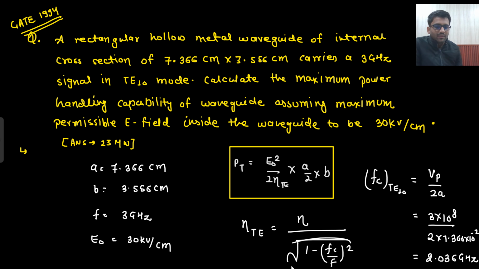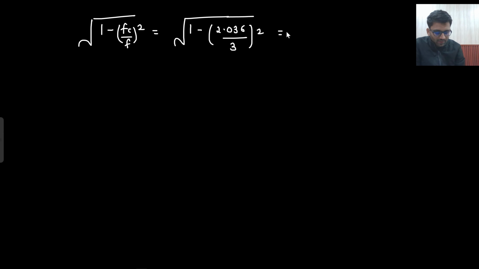So which factor will be required? Under root 1 minus FC by F whole square. This factor will be required. So let's find out the value of this factor. F is 3. Basically this will be under root 1 minus 2.036 divided by 3 whole square. And then this value I will be getting: 0.734.